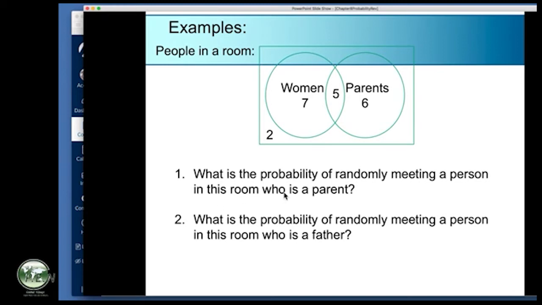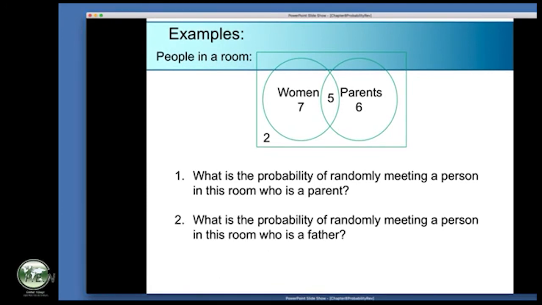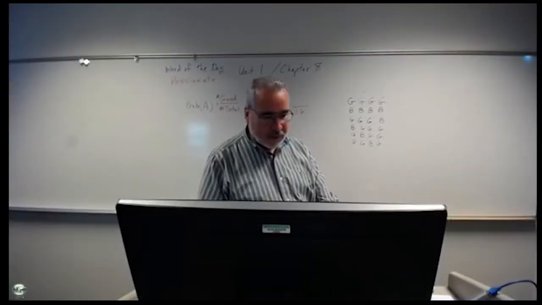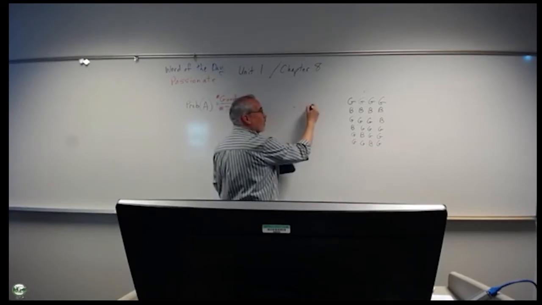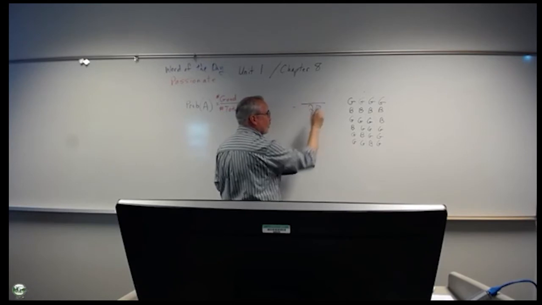So when we go to 1, what is the probability of randomly meeting a person in this room who is a parent? Well, okay, so how many people are in the room? We have to add all these together, right? 12 and 8, 20. So there are 20 total people in the room. I'm going to switch over to the screen for those watching the video.